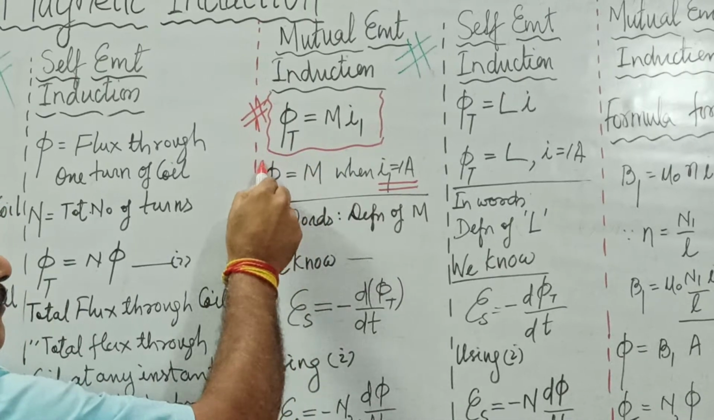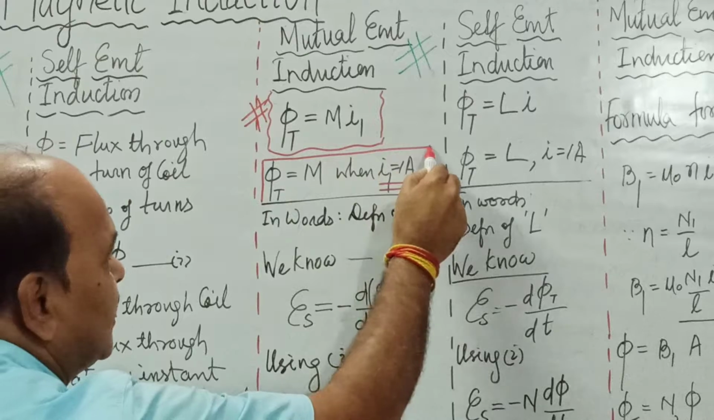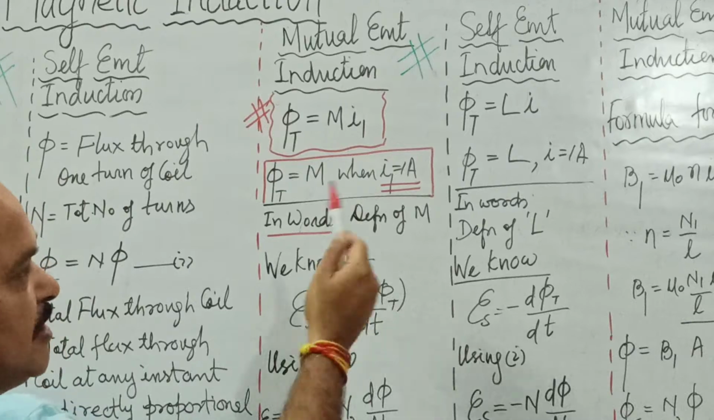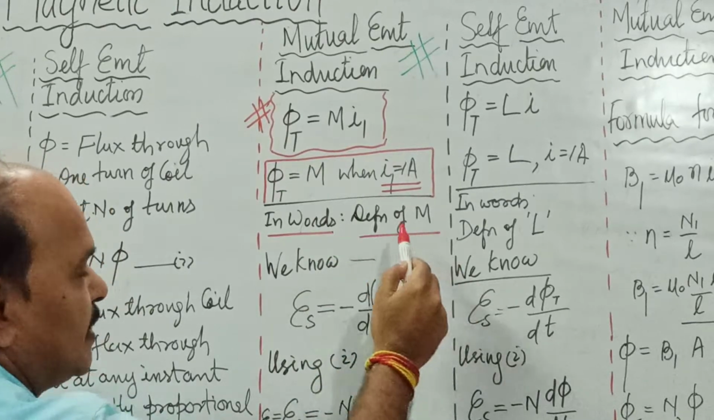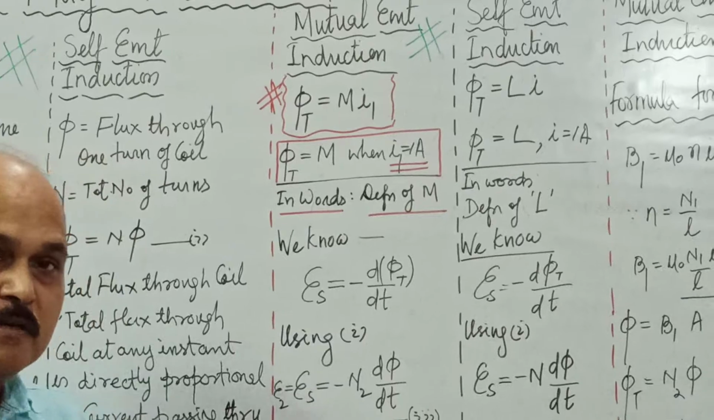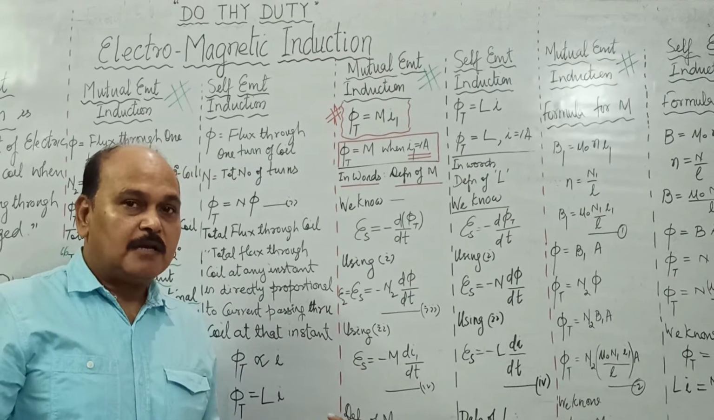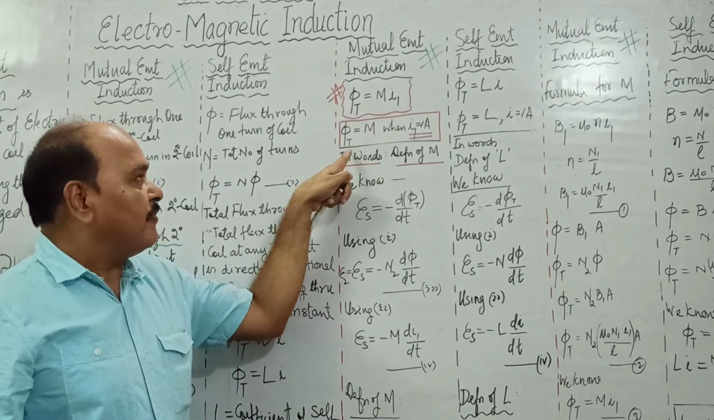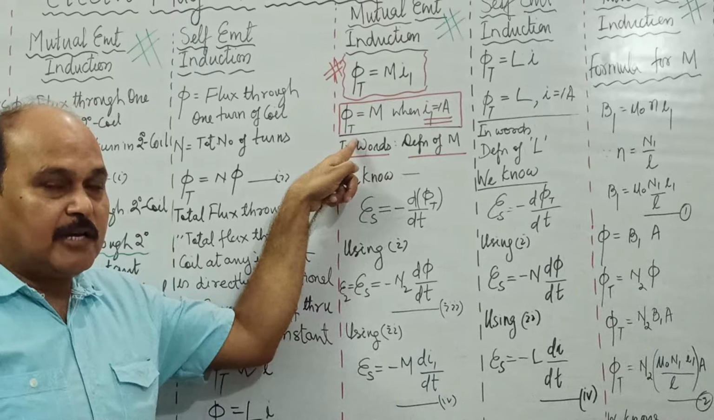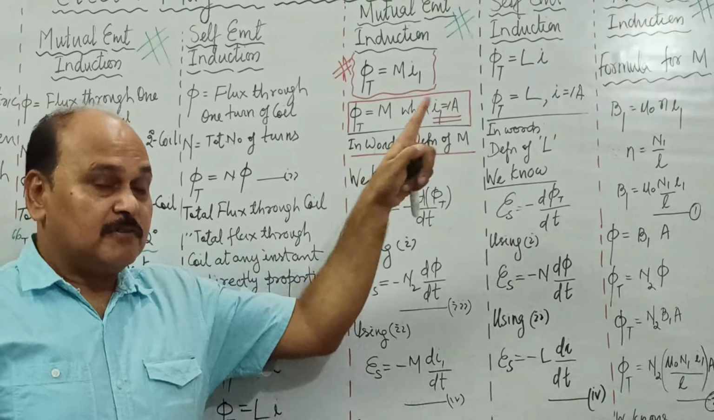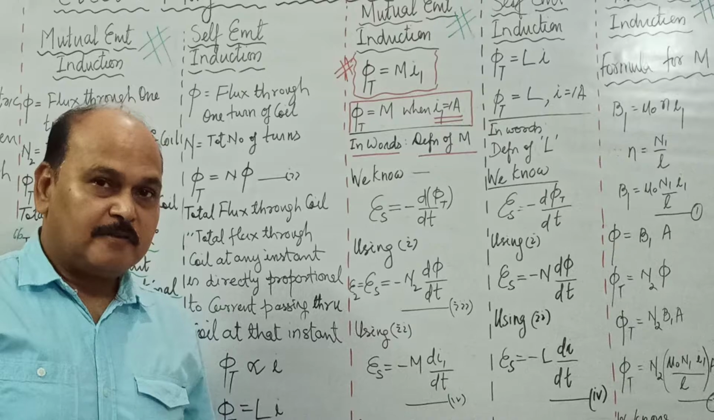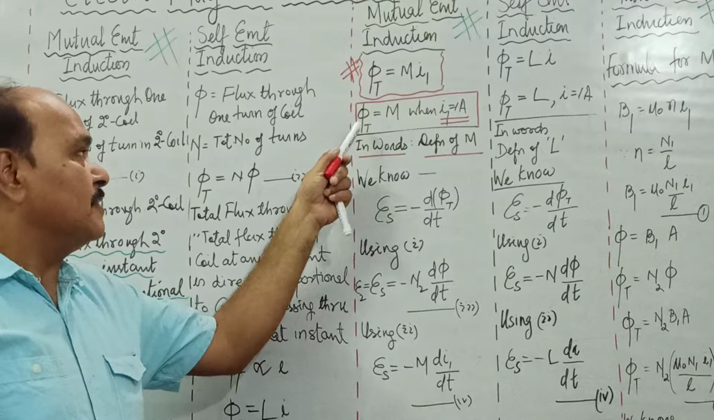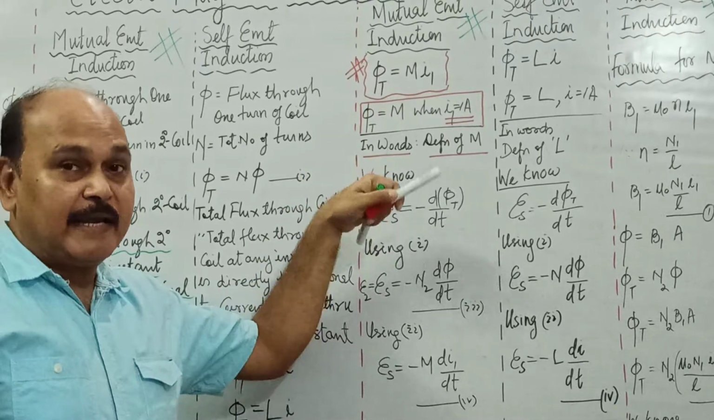And if we write this in words, we get the definition of M. So if we write this above mathematical statement in words, we get the definition of M. And how are we going to write that? See, mutual inductance of a coil, or coefficient of mutual induction of a coil, is defined as the total flux passing through the secondary coil when the current passing through the primary coil is 1 ampere. Or when 1 ampere current passes through the primary coil, then the total flux passing through the secondary coil is the same as the mutual inductance of the coil.